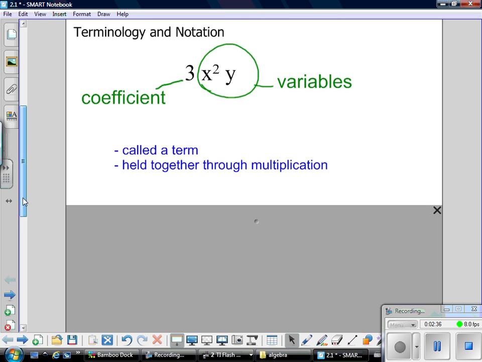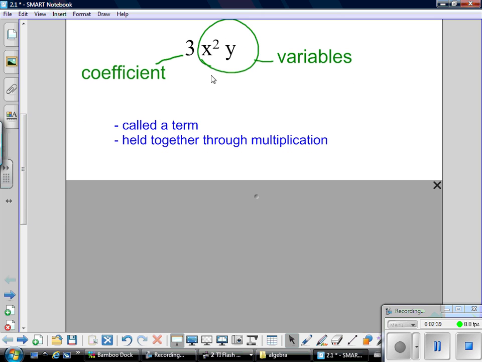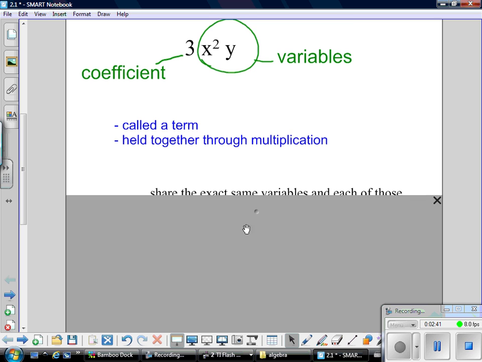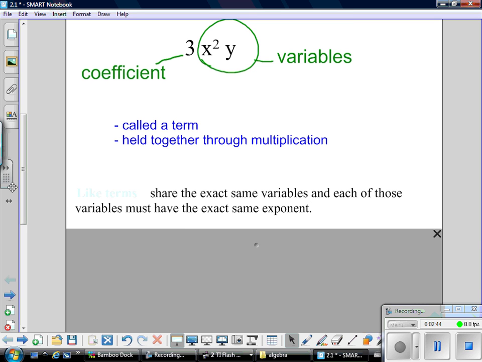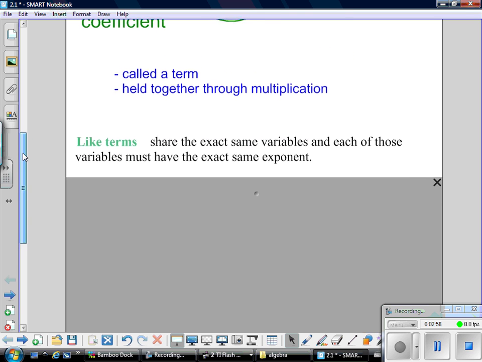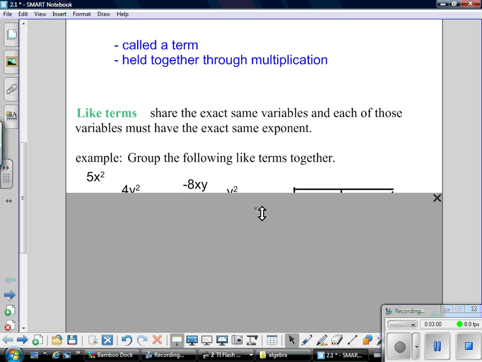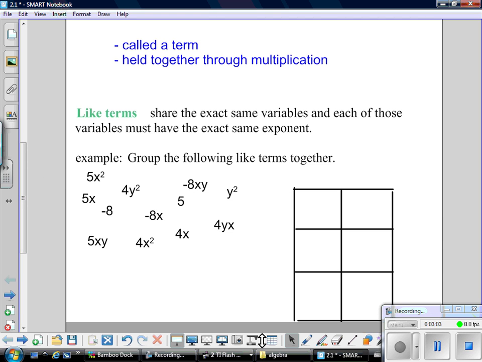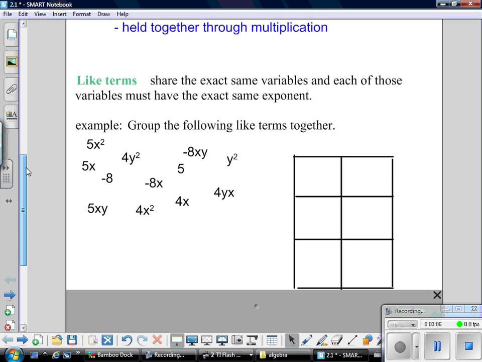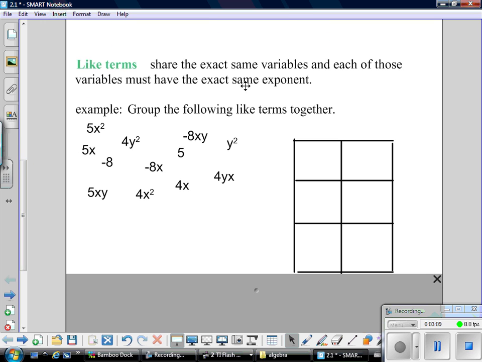So let's talk about what a like term is. So I told you this is a term, all this together, but what makes something like or not? So first of all, like terms share the exact same variables, and each of those variables must have the exact same exponent. Okay, so let's take a look at an example by what they mean by that. So first of all, this example says, group the following like terms.